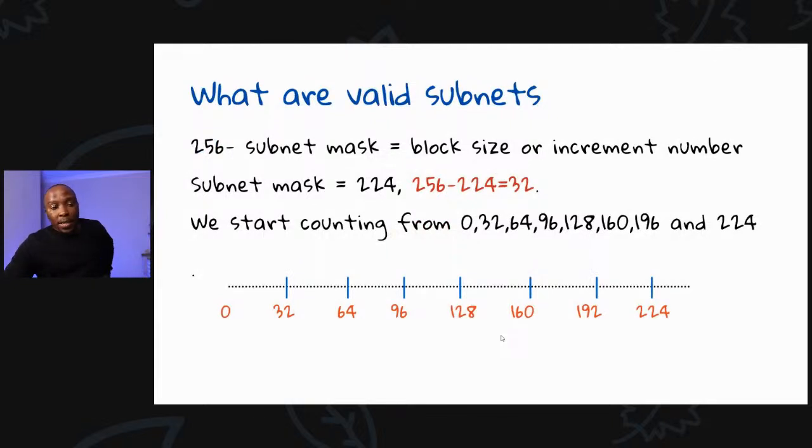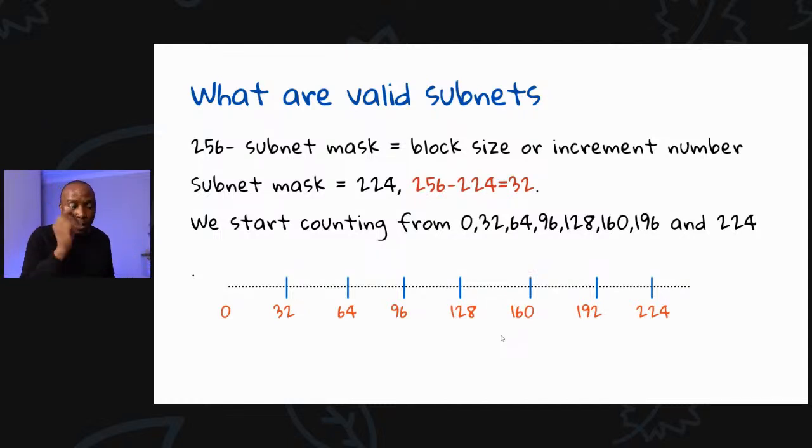Right, so that then takes us to this slide. What are the valid subnets that we have? The formula for that is 256 minus the subnet mask, which is going to be equal to the block size, or the incrementing value. So how do you calculate that?